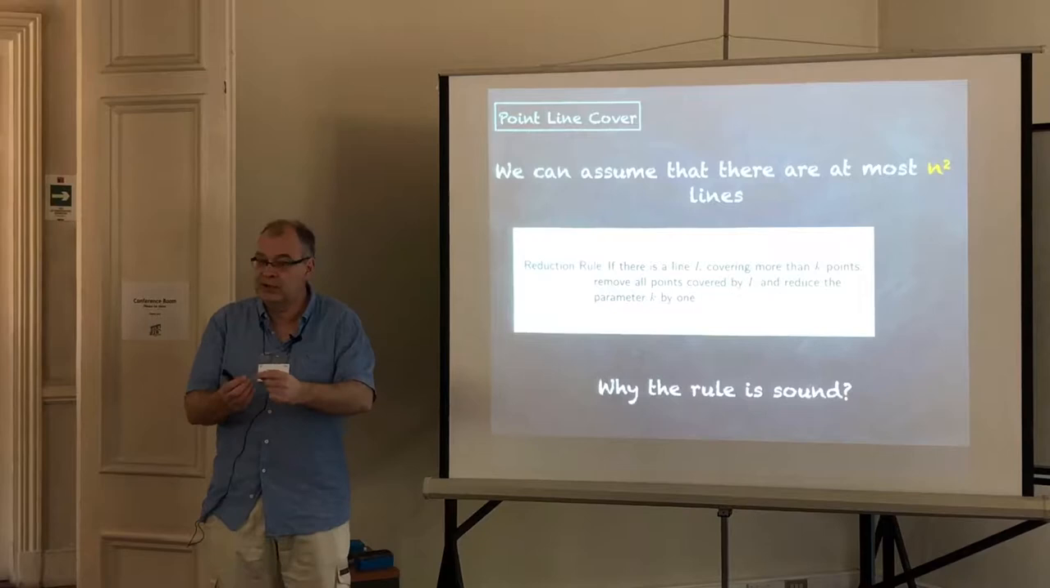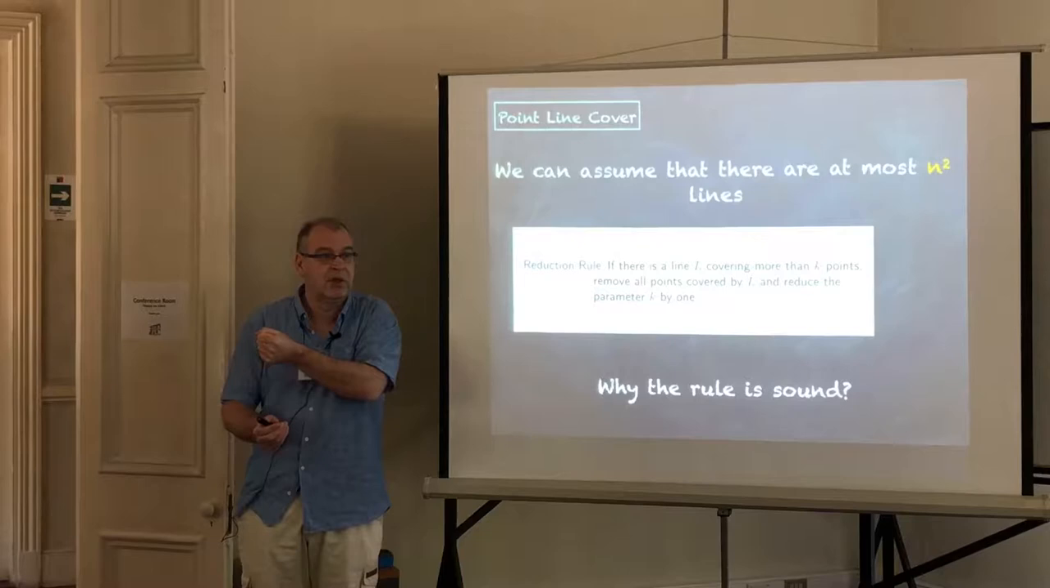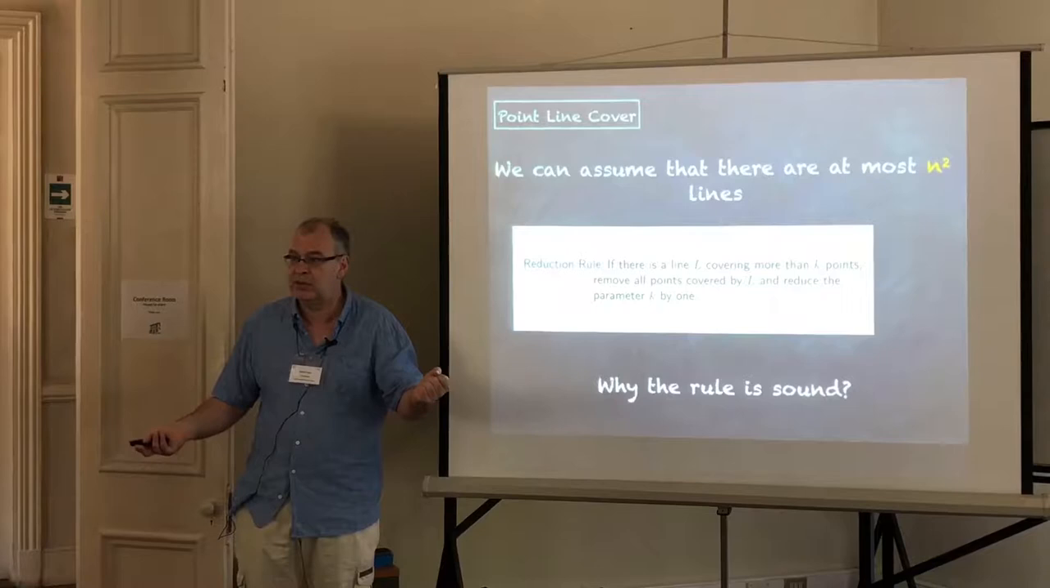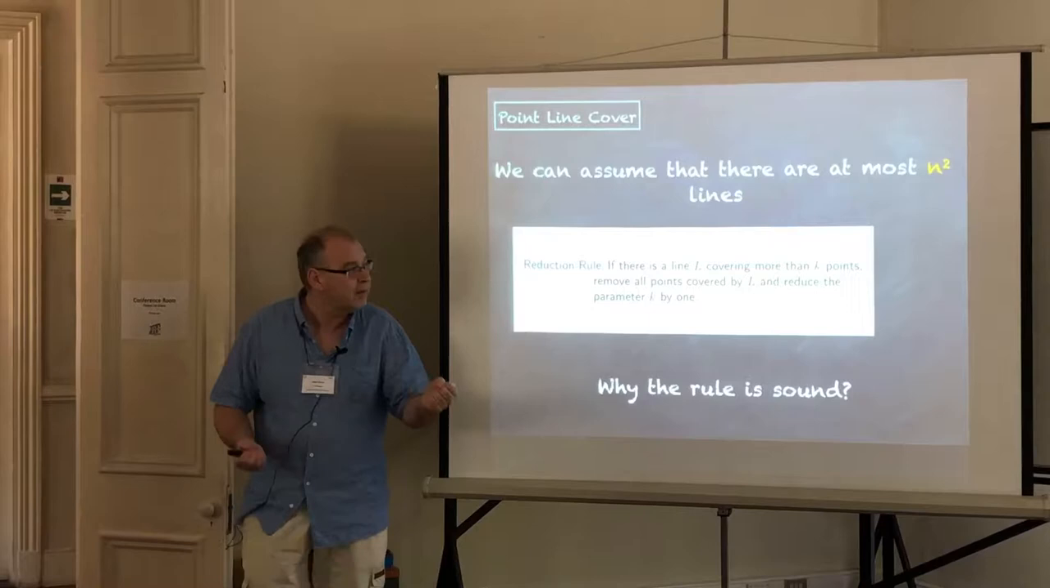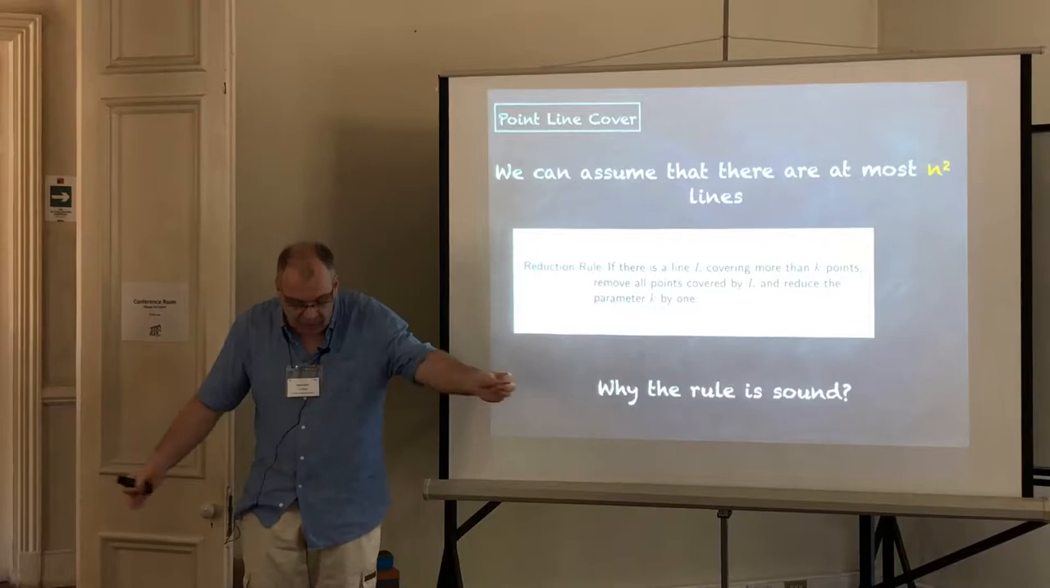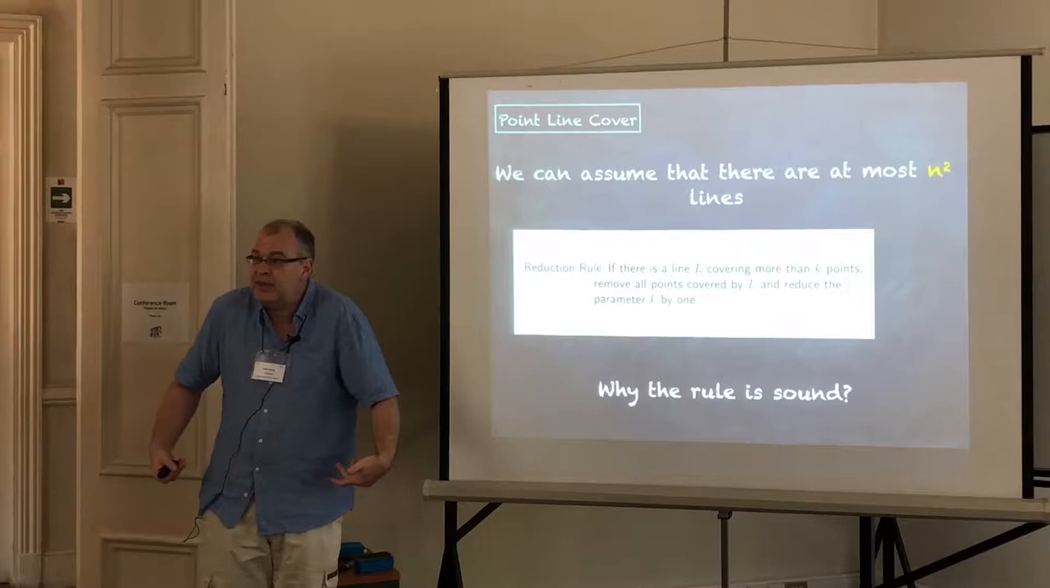Why? Because if there is a line which covers more than k points and I don't put this line into the solution, each of these points should be covered by another line and I run out of budget. This is exactly the same argument I was using for vertex cover yesterday. So my reduction rule is: I construct a new instance. If I found a line which covers more than k points, I remove all these points from my instance and I reduce my parameter by one. And this rule is sound.